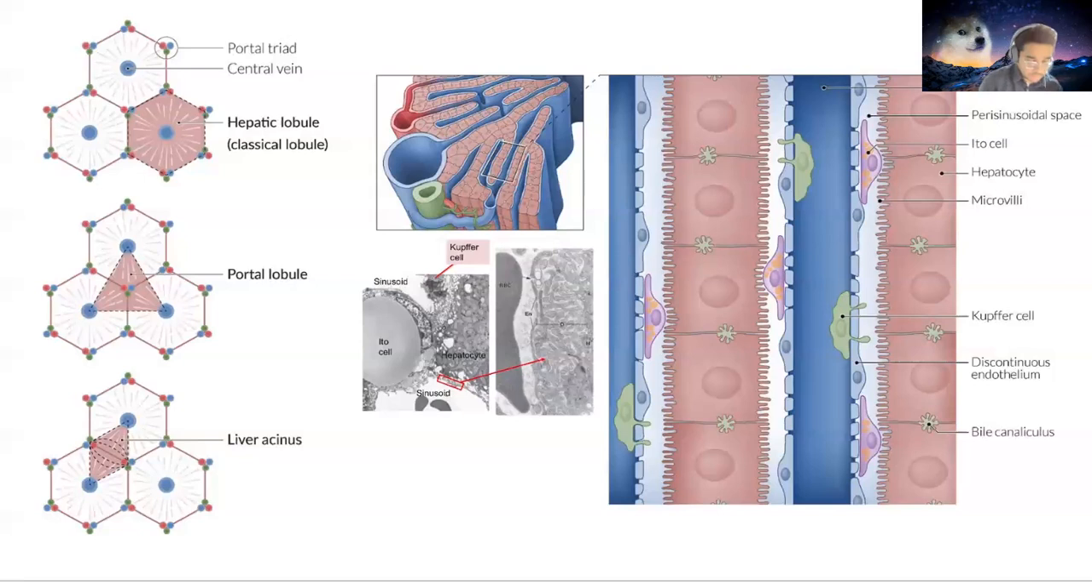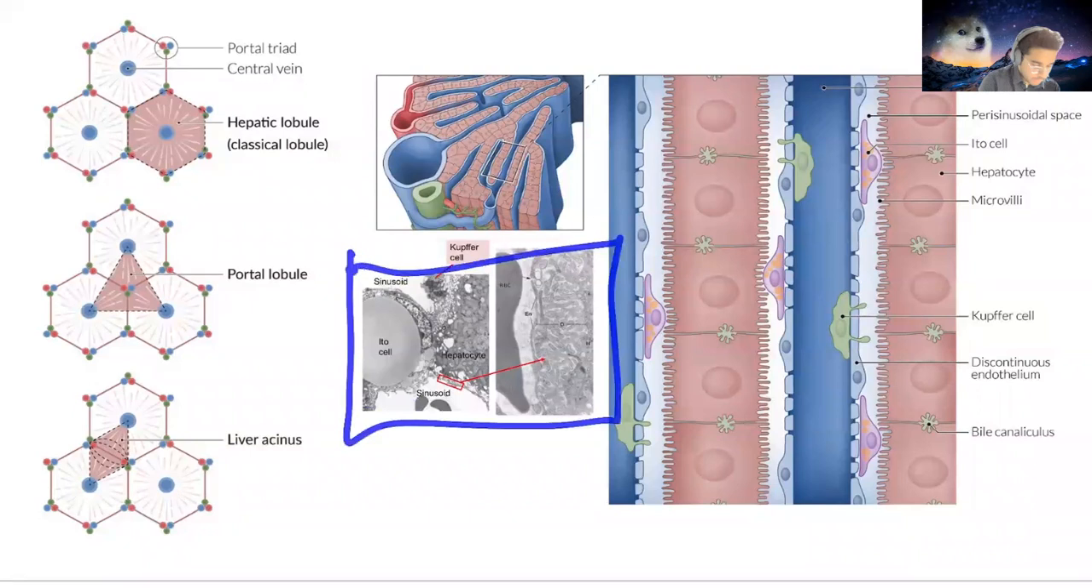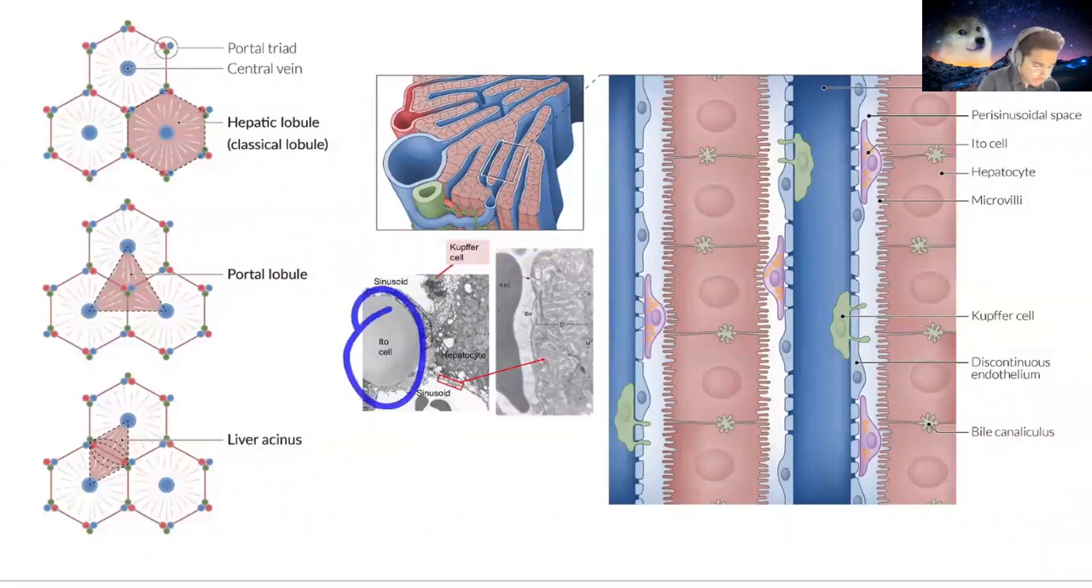The other thing that they like to ask about is Ito cells, right? I swear to you guys, this is the exact same image we got on our exam. So learn this one very well. And Ito cells are kind of important.